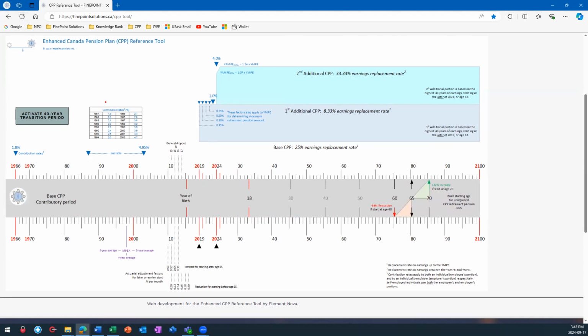The age scale represents your working life for CPP purposes. Your CPP working life is formally called your contributory period. It is the period of time when you are required to make CPP contributions while employed. Your contributory period begins when you turn 18, and it ends when either of the following things happen. You start receiving your CPP retirement pension when you turn age 70 or when you die.